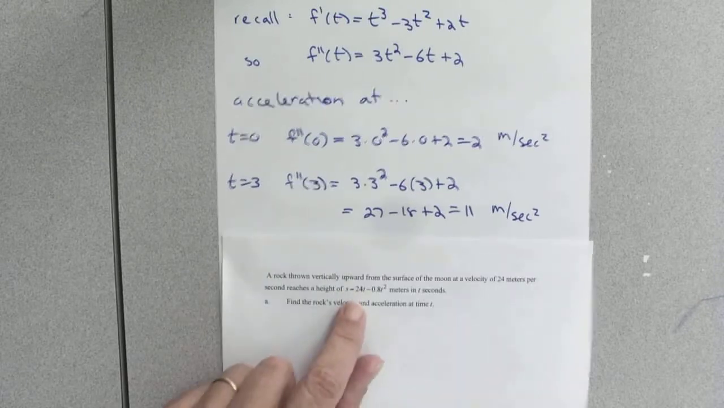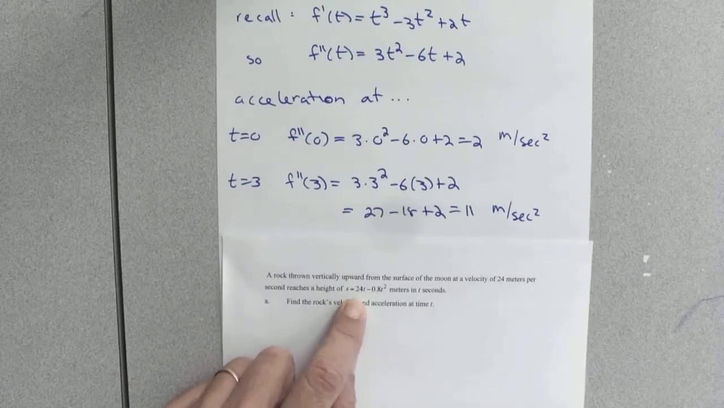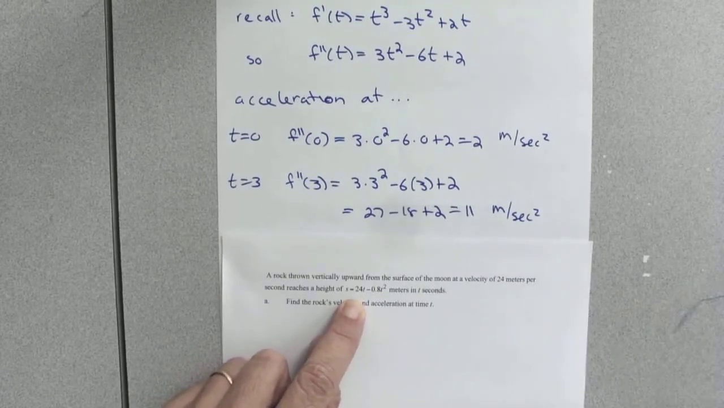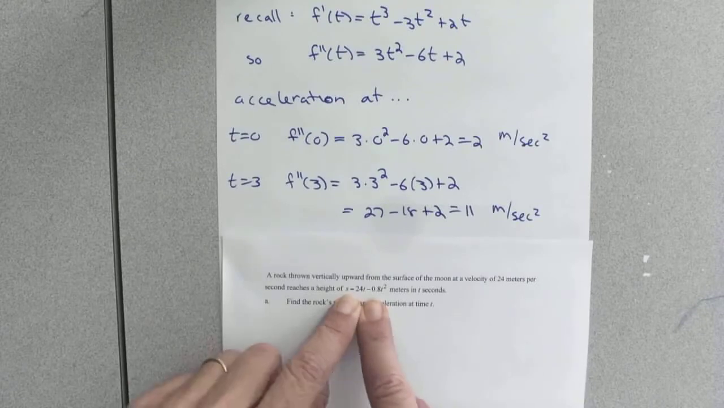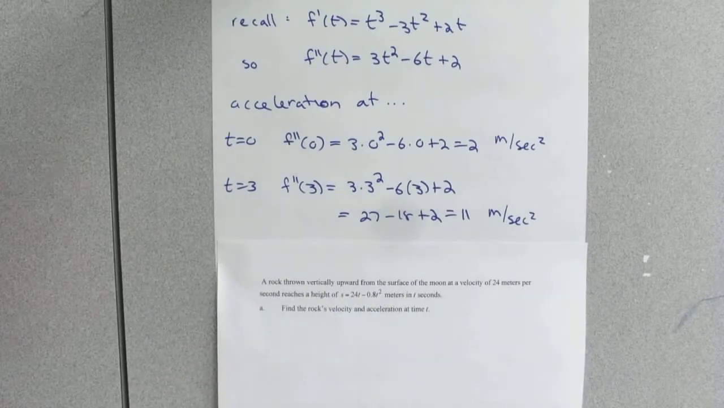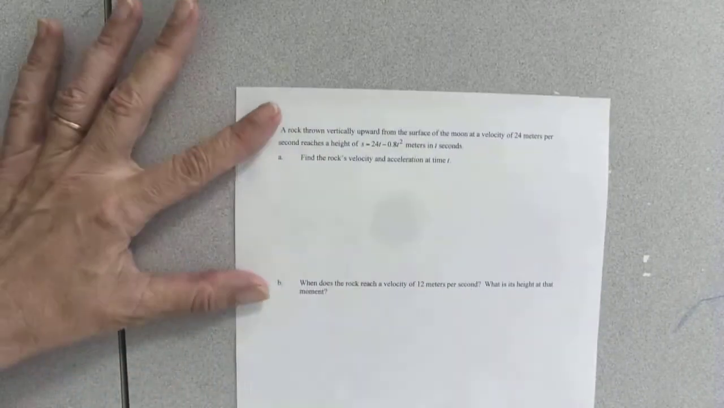So I'm on the moon and I throw a rock from the surface. So the rock is starting on the surface, I throw it up, and here is its position after t seconds. Find the rock's velocity and acceleration.